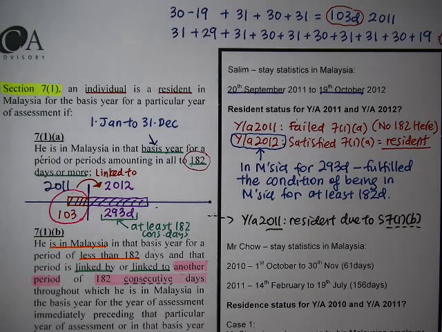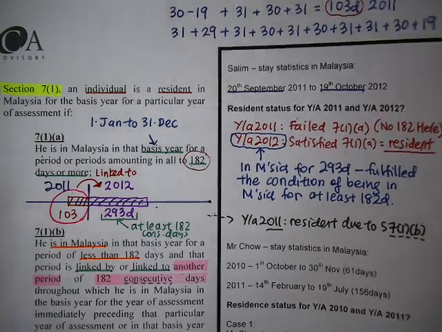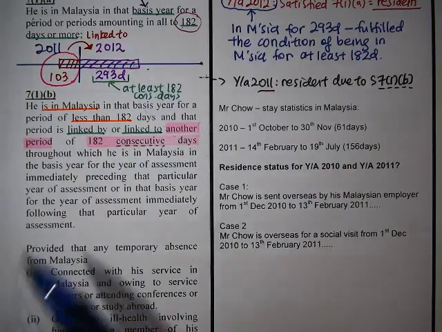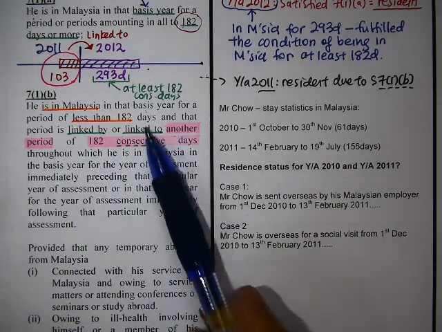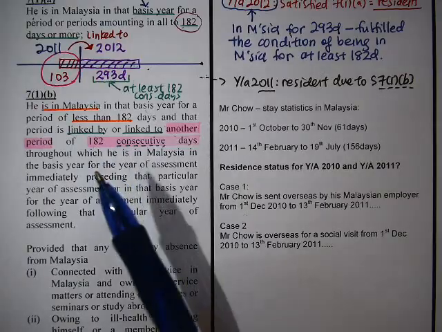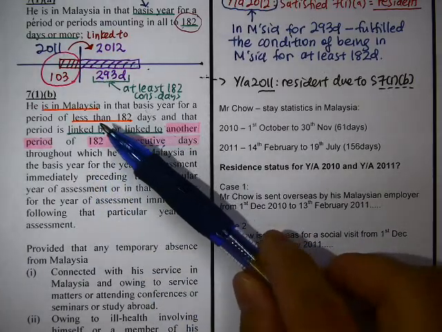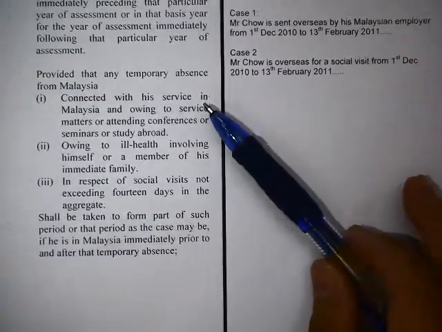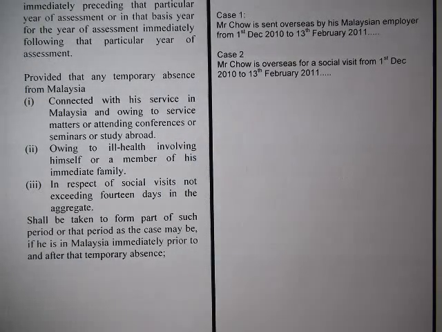Right, class, we will now move on to the second part. We've just looked at the meaning of link to and link by and how that will help us to form a resident. Now, in 7.1b, you must see this carefully. This rule only applies to 7.1b.